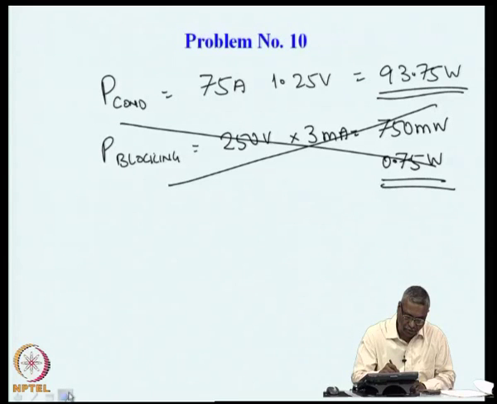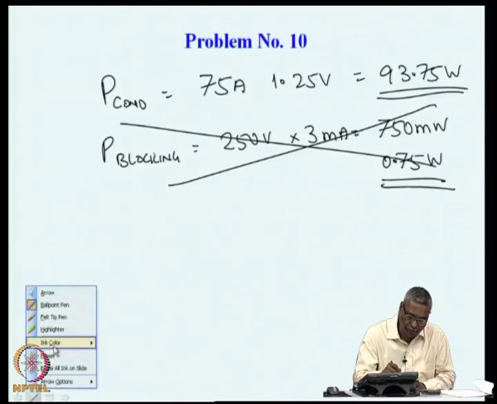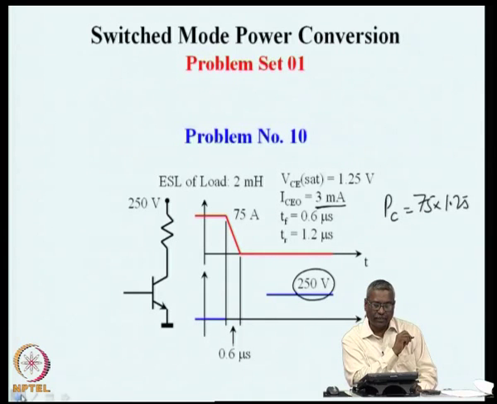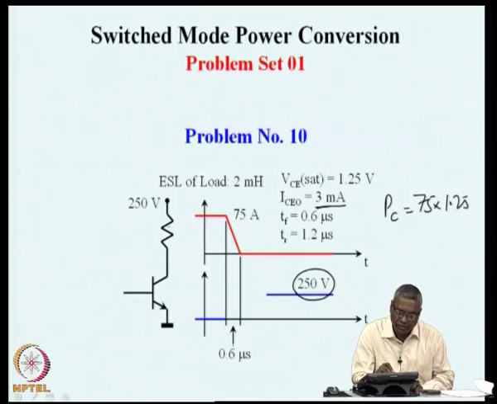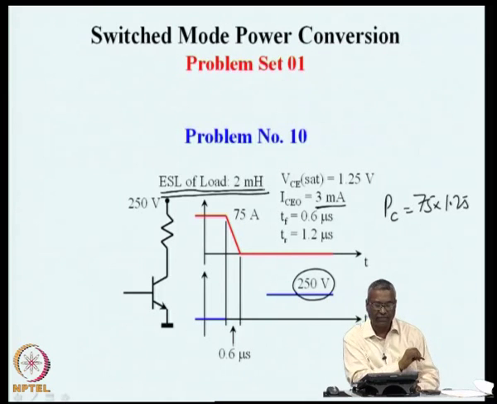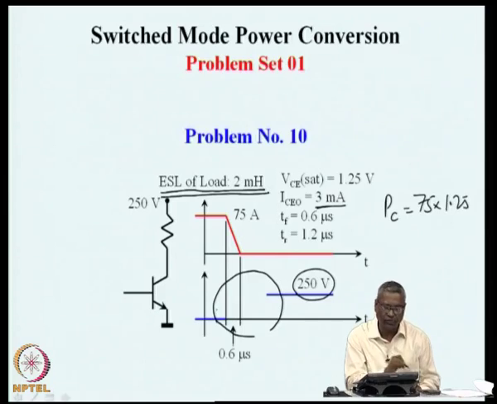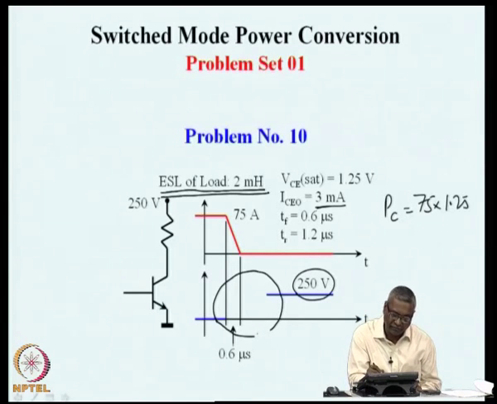So, let us look at one more issue related to this particular problem. Another issue that we would like to see is, this resistance is not a pure resistance, but it has an equivalent series inductance of 2 millihenry. What is the consequence of that on the voltage that is going to appear across the device when the device turns on?